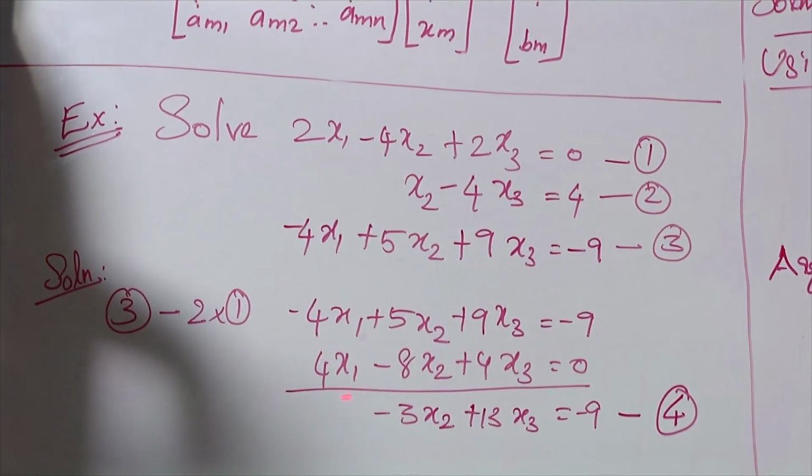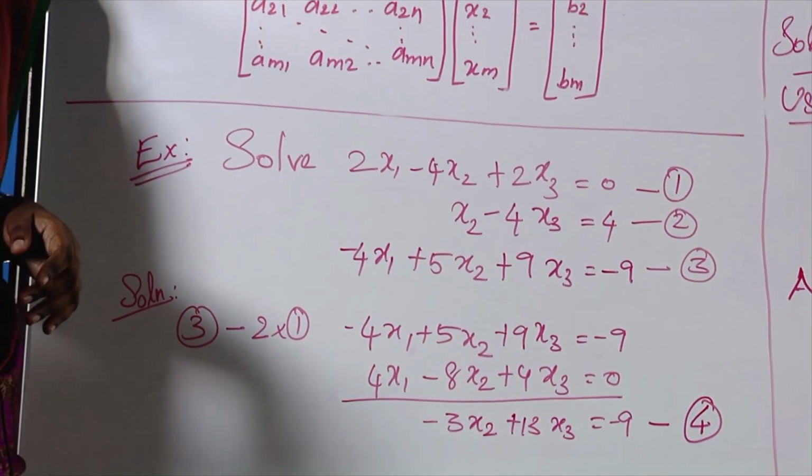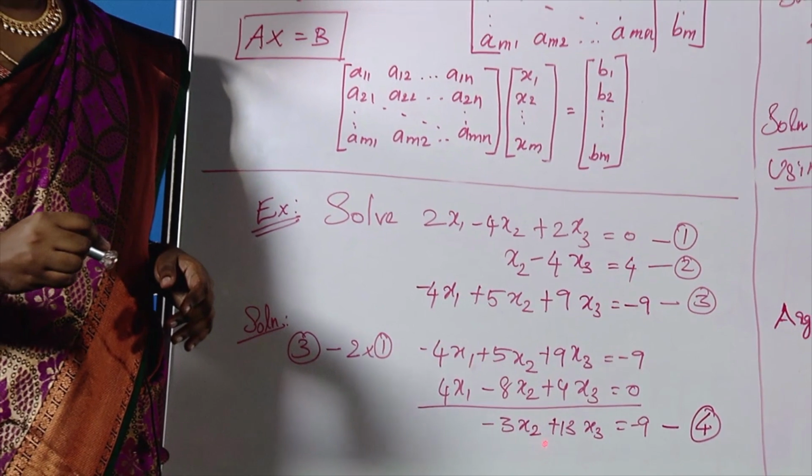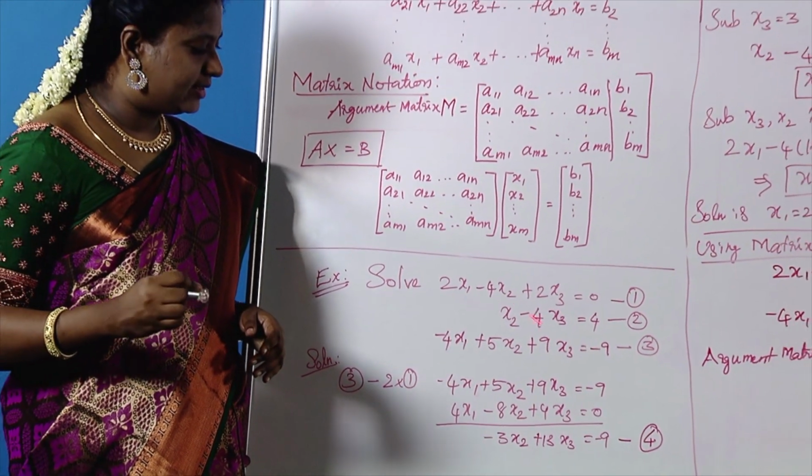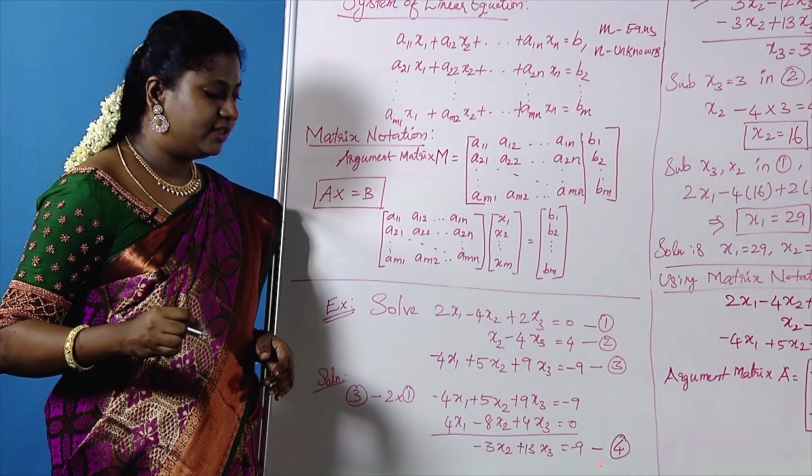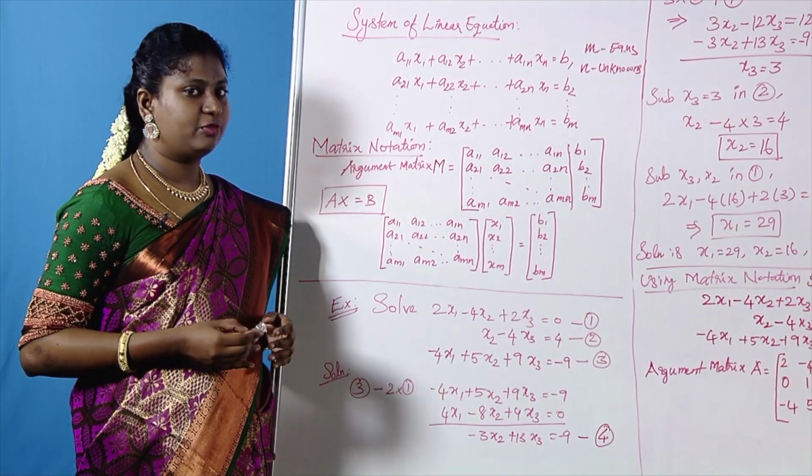You can see here a variable, x1, is eliminated, and after that it is your choice: you can consider the first equation, the second equation and the fourth equation as again a system of equations.